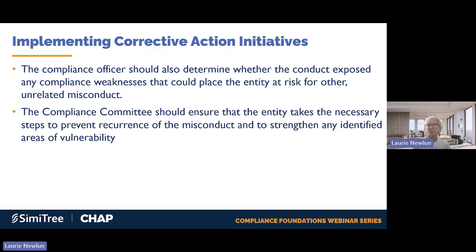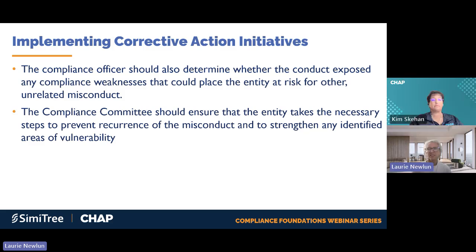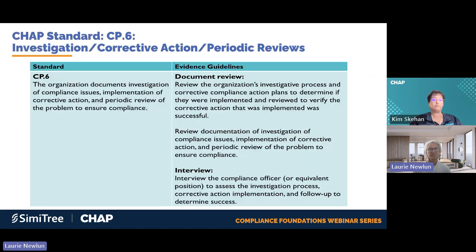The compliance committee should ensure that the entity takes the necessary steps to prevent recurrence of the misconduct and to strengthen any identified areas of vulnerability. That's where it's important that we have around that compliance committee stakeholders across the organization who can really put corrective actions in place and know what all can be affected by the issues at hand.